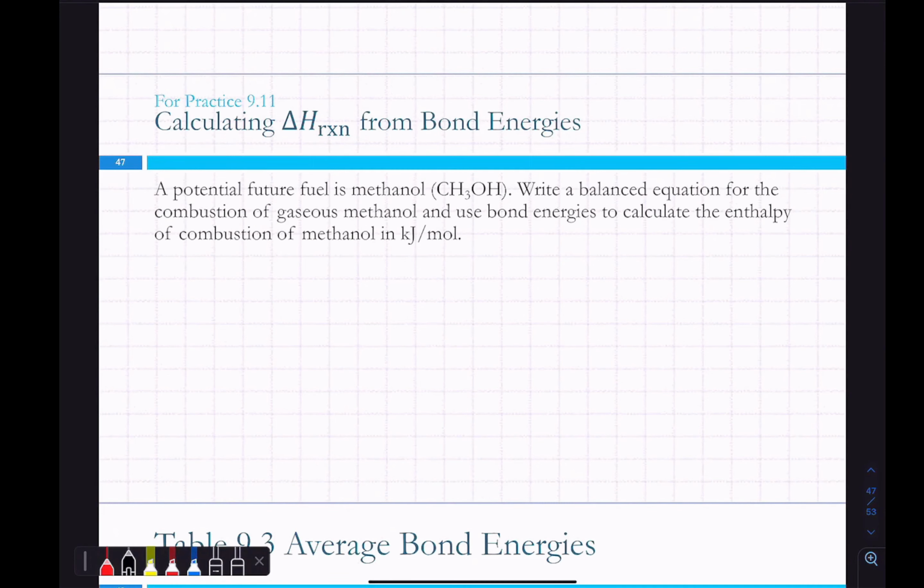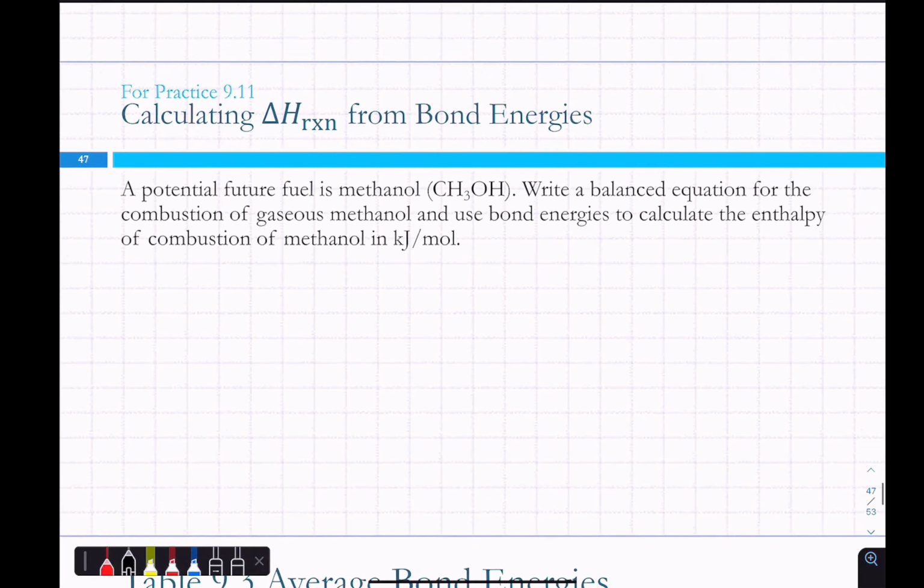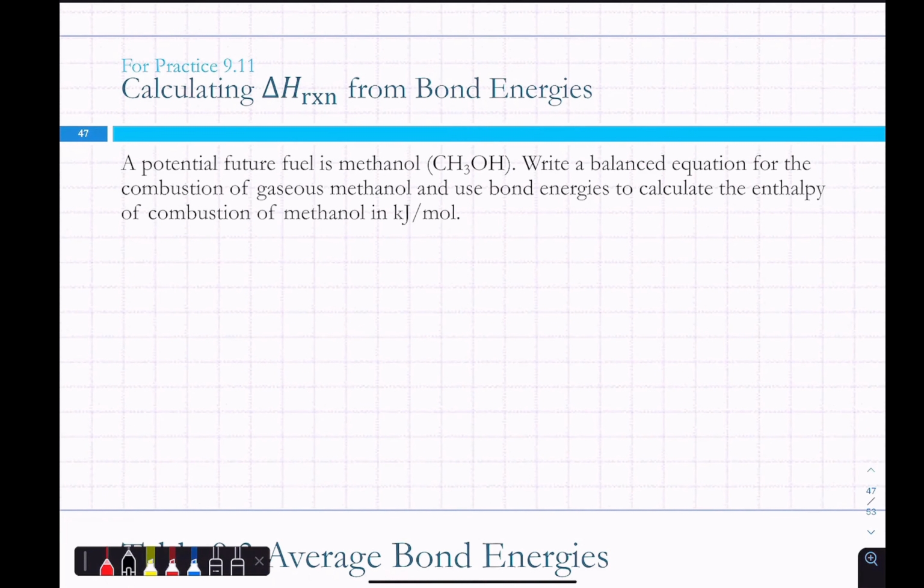And the correct way to do this problem, talking about bond energies, is we first need to write out a balanced chemical equation. Since this is a combustion of methanol, it's going to be reacting with oxygen to form carbon dioxide and water. Because we're calculating for kilojoules per mole, we don't have to worry about using fractions in our balanced chemical equation.